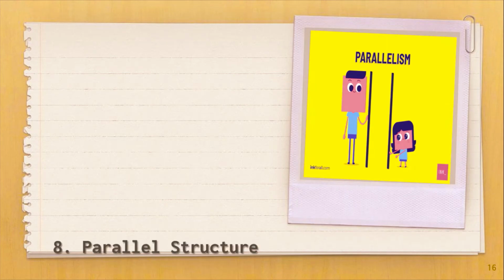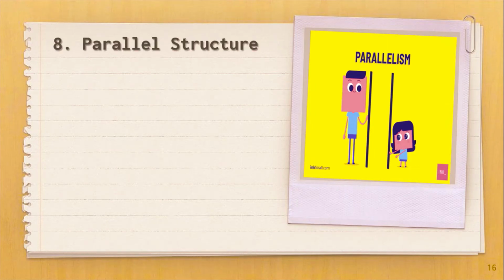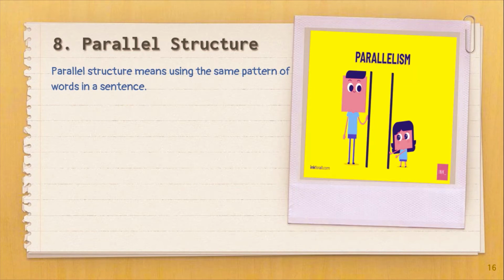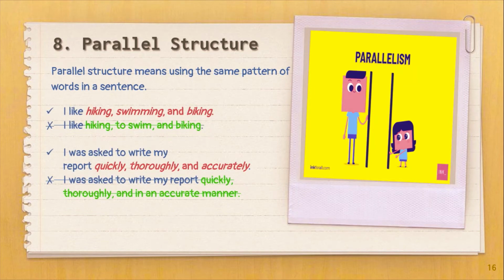Another, the eighth grammatical error, parallel structure. Parallel structure means using the same pattern of words in a sentence. Let's say, for example, I like hiking, swimming, and biking. Okay, it is correct. But it is not like I like hiking, to swim, and biking. It is not a correct parallel structure. So, that is why it is incorrect.